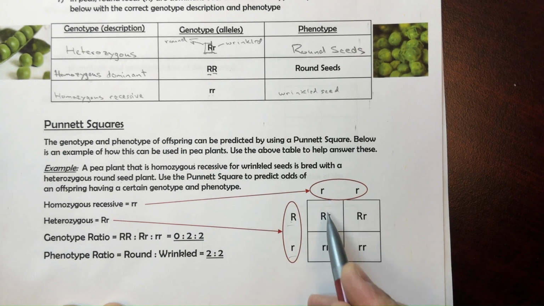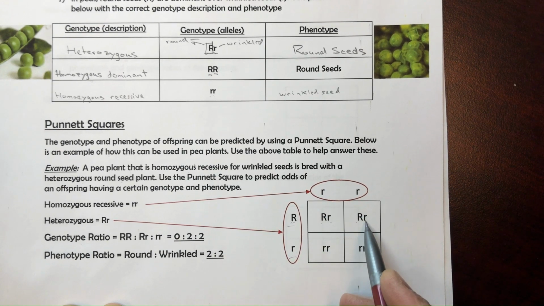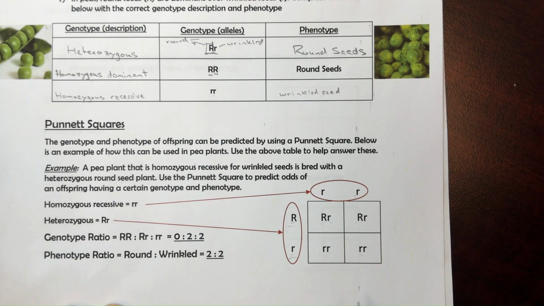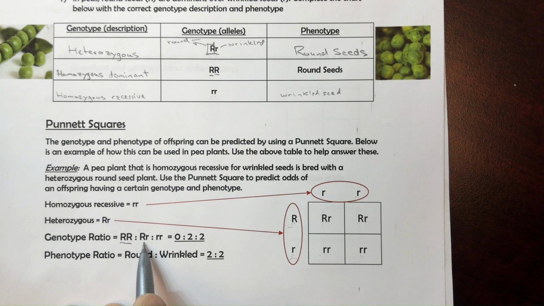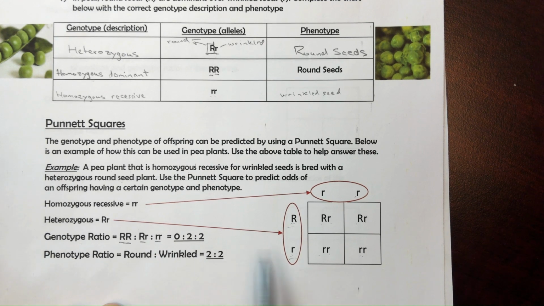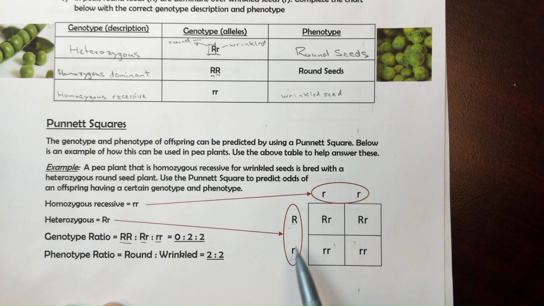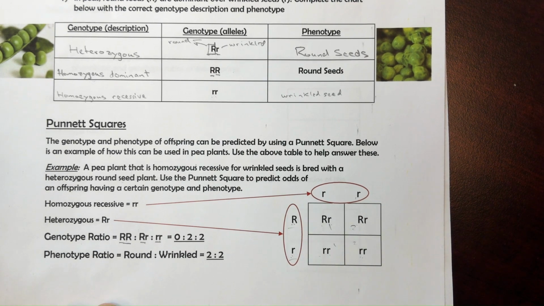Big R goes here, small r goes there. Big R here, small r there. Small r, small r, small r, small r. And what we get from this is a genotype ratio. And a genotype ratio is going to be the ratio of the homozygous dominant to the heterozygous to the homozygous recessive genotypes. And in this scenario, there are 0 capital R, capital R's. There are 2 heterozygous individuals, and there are 2 homozygous recessive individuals. So 0, 2, 2.